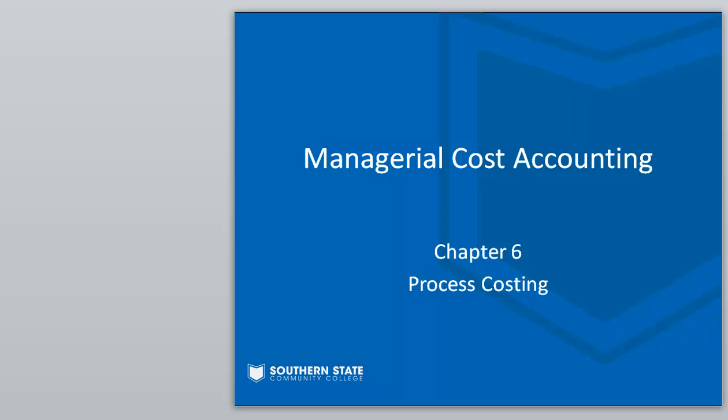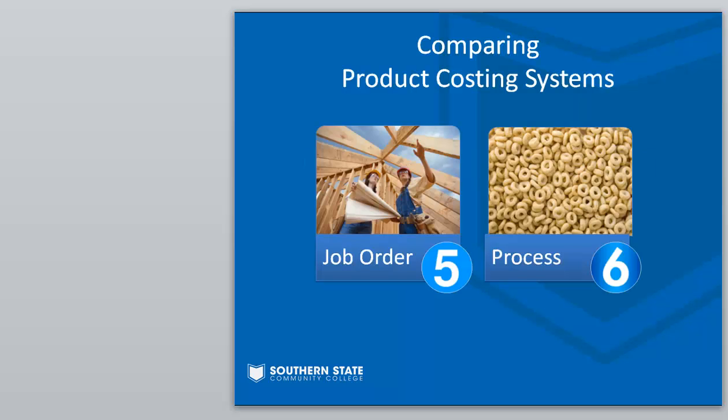We are all the way up to Chapter 6 now, and we're dealing with what we call a process costing system in Chapter 6. And it's kind of a cousin to the topic we had in Chapter 5, in which we introduced product costing systems and started with a job order costing system.